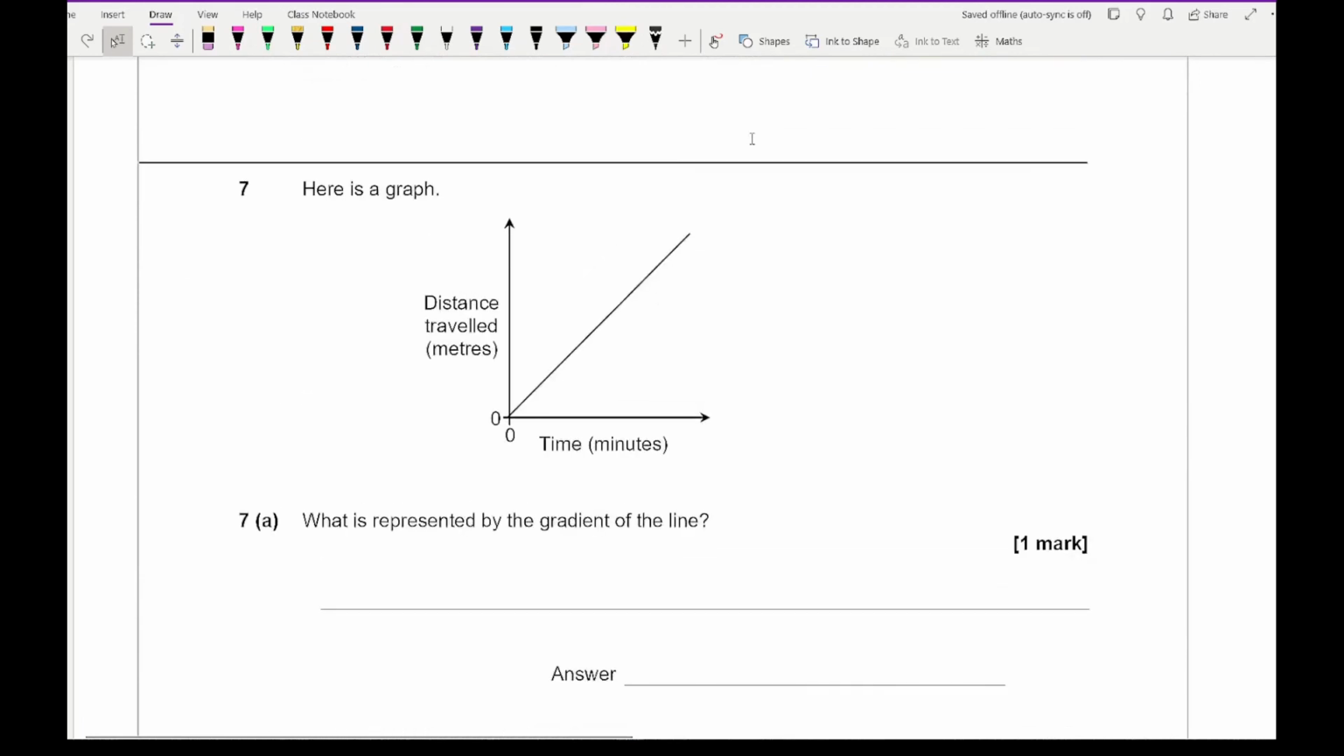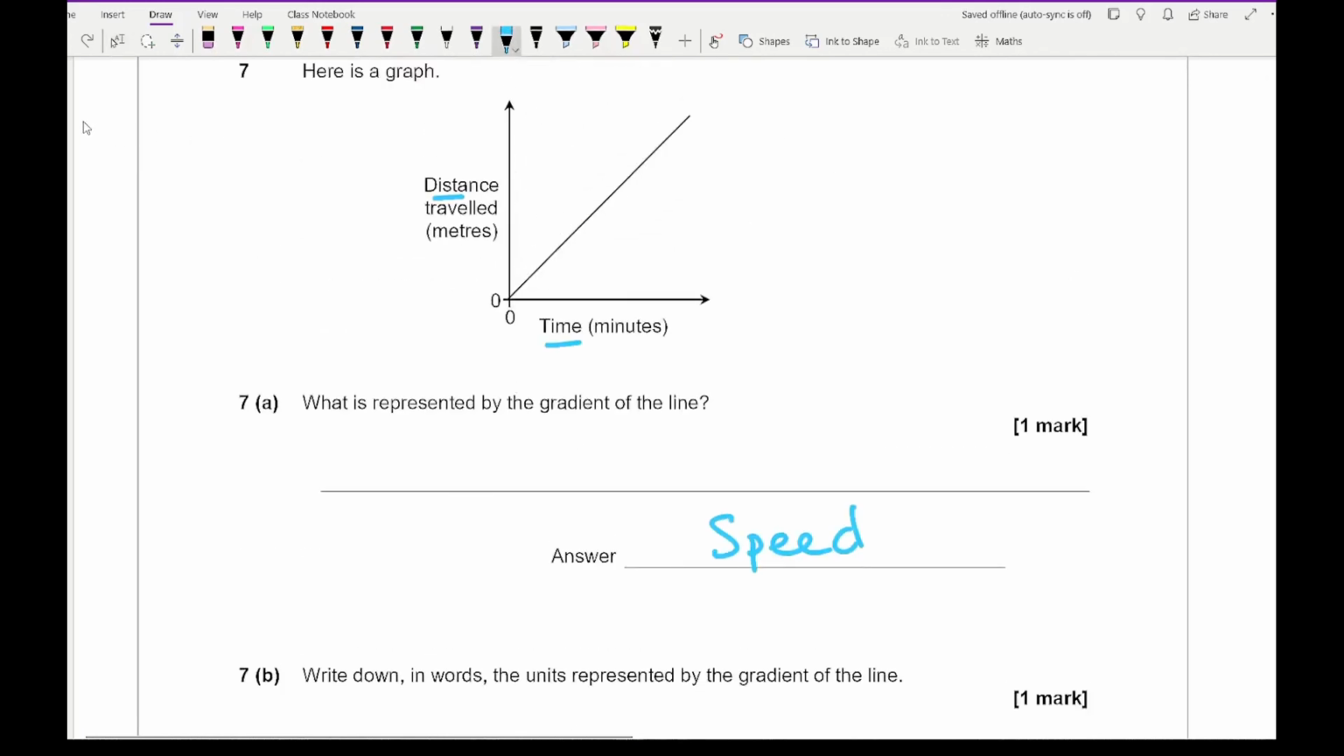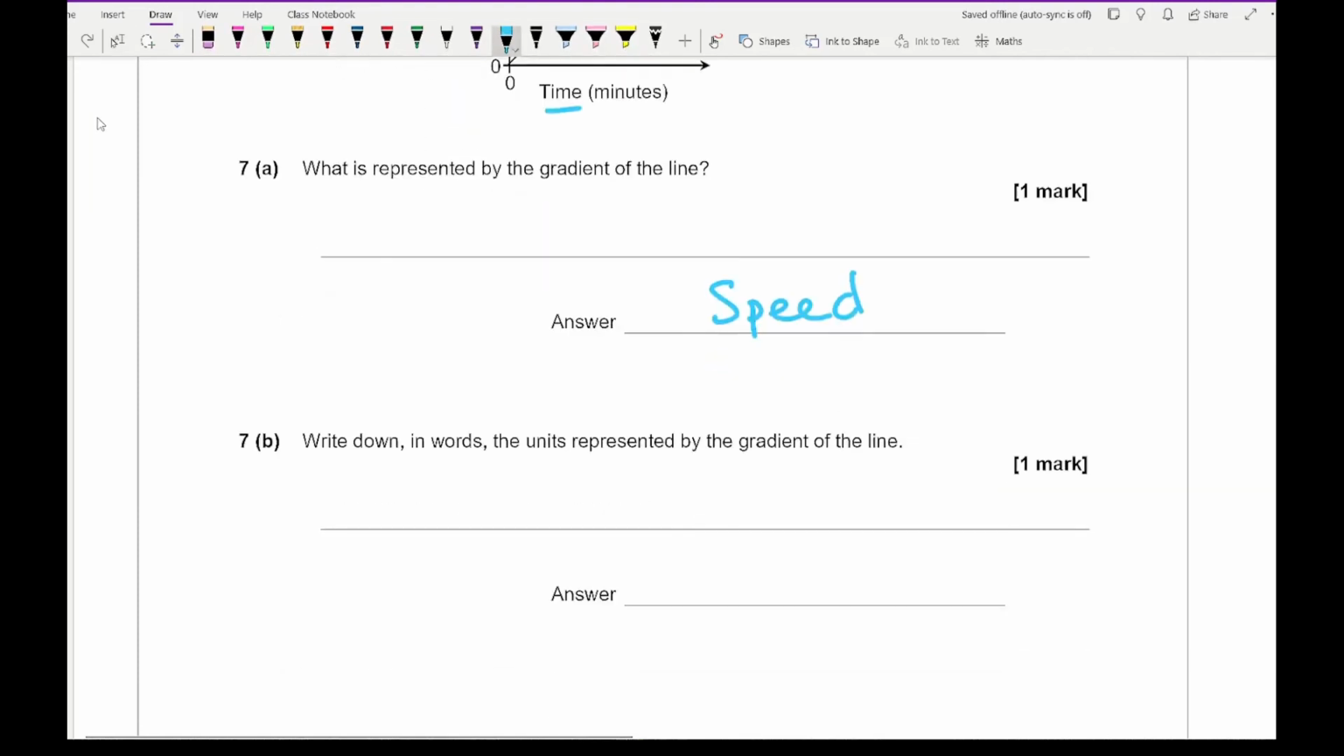For question 7, it says here is a graph of distance travelled in meters over time, and it says what is represented by the gradient. For this one, you should know that it's speed, as the gradient is going to be the distance divided by time, which is speed. The next question says write down in words the units represented by the gradient. Well, it's going to be the distance units over the time, so it's going to be meters per minute.